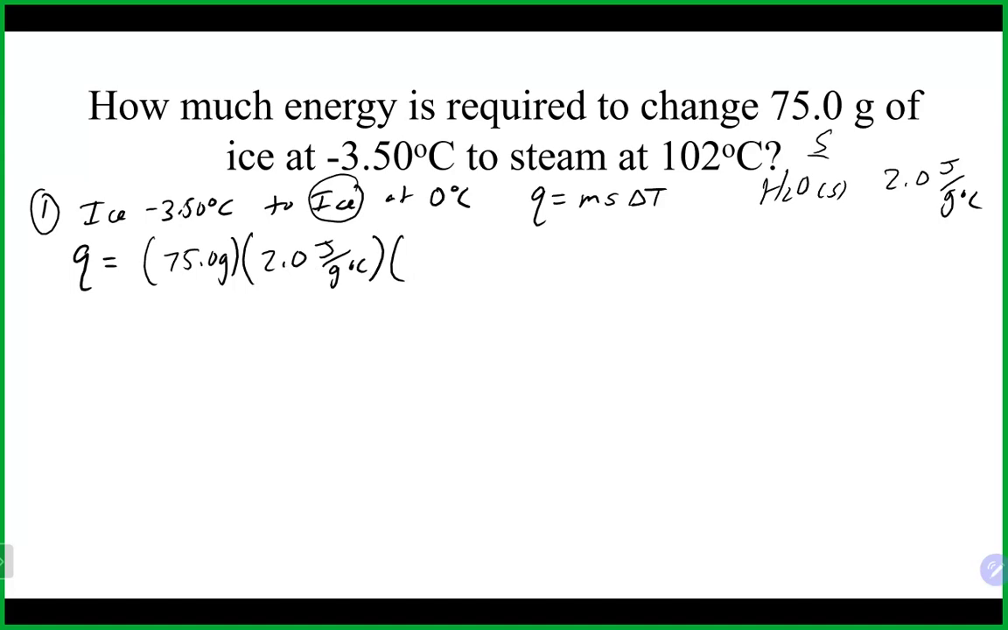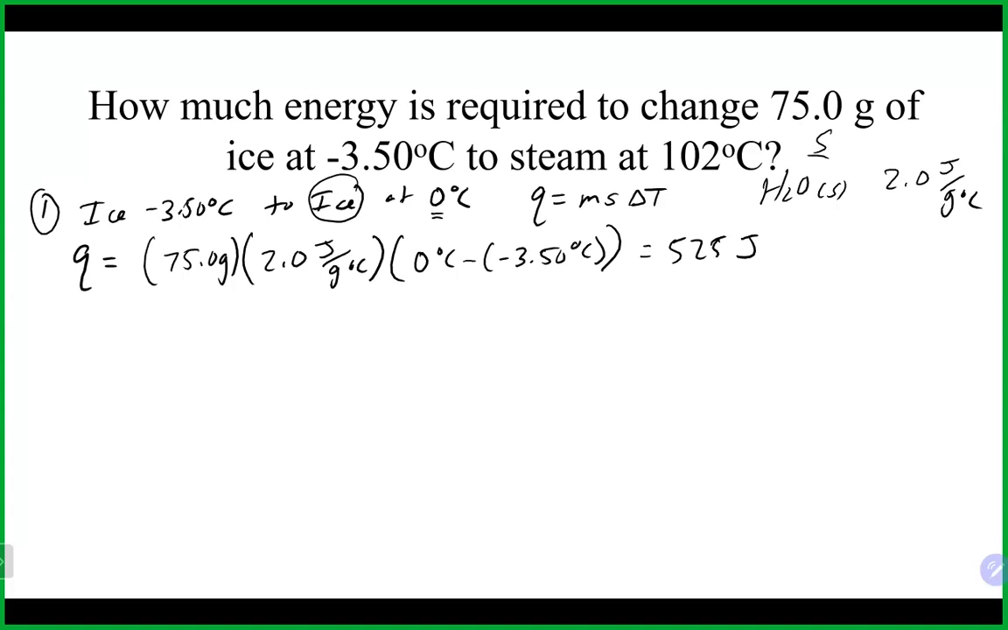Again, we want to do final temperature minus initial temperature. In this case, our final temperature is 0, and our initial temperature is minus 3.5 degrees Celsius. That's going to give us 75 times 2 times 3.5, which is 525 joules of energy. So that represents how much energy to take our ice and start to heat it up to 0 degrees Celsius. First off, any questions on that calculation there?